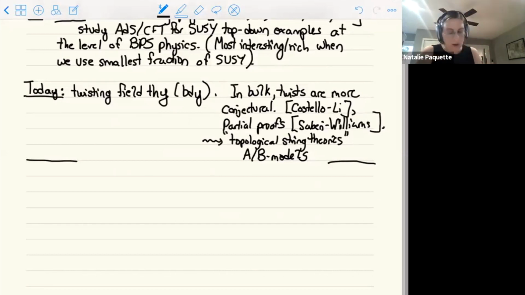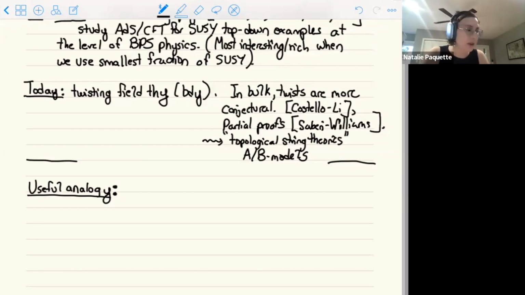All right. For most of the lectures, I want to tell you about what a twist is, what its properties are, and how you can compute it. Let me start out with a useful analogy, which has many formal similarities to a twist, closely related to the subject of twisting, but that you might have already learned about previously in other contexts. And that's BRST quantization of gauge theories.